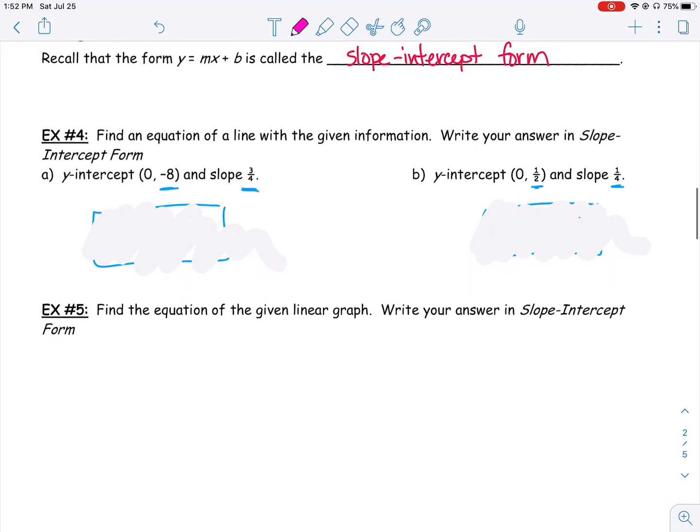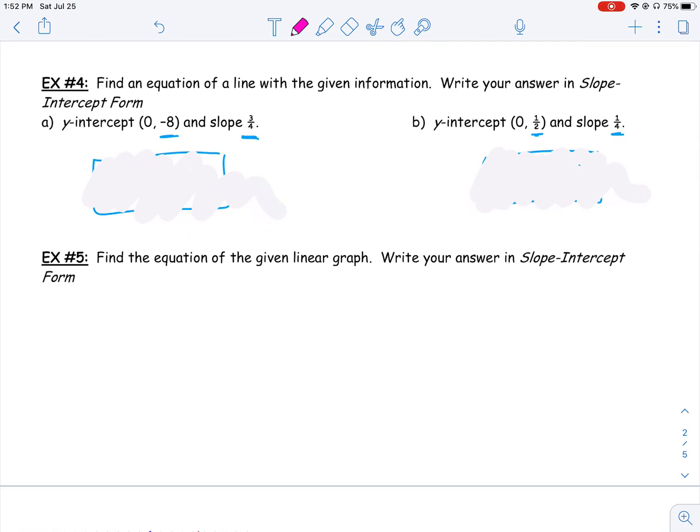Look at example number 4. It says find an equation of a line with the given information. Write your answer in slope-intercept form. So I want the answer to look like y equals mx plus b. It says in A that we have a y-intercept of (0, -8) and a slope of 3/4.